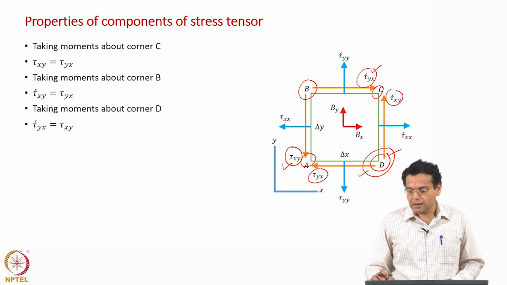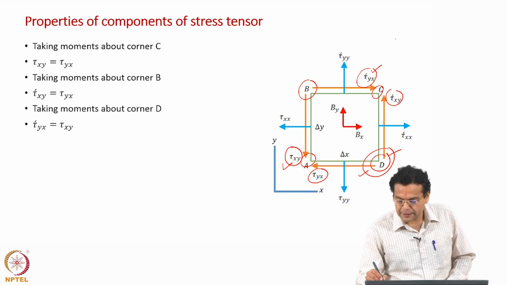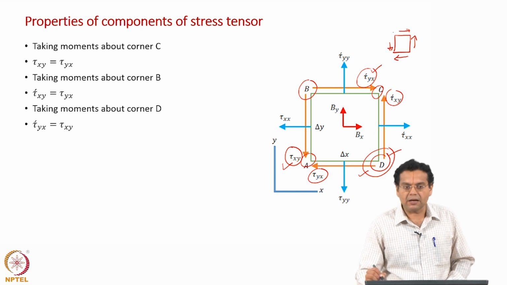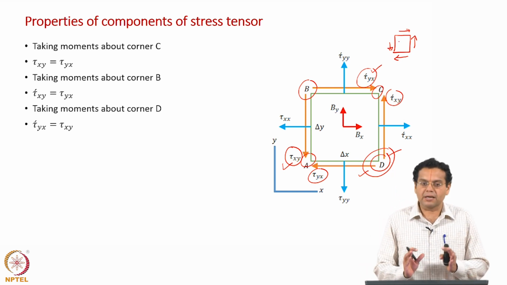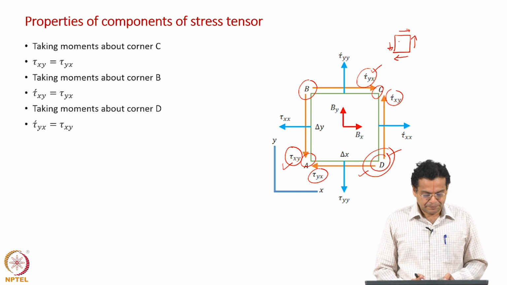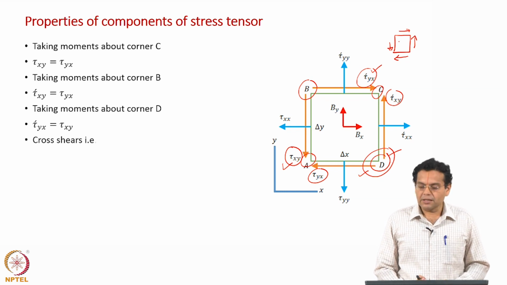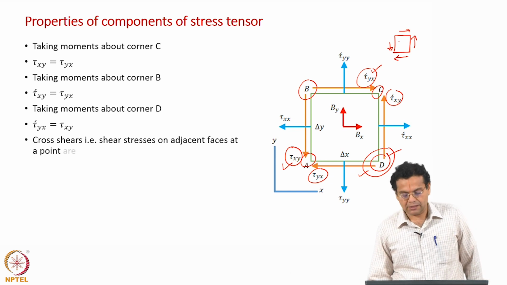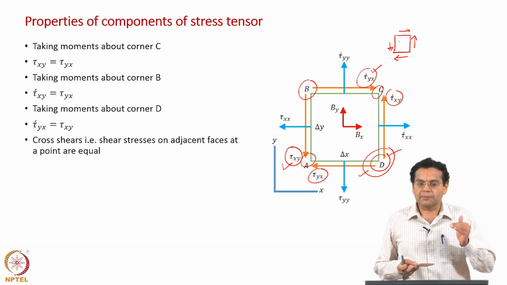We have shown that, though I have drawn to begin with different variables, all of them have the same values, all of them are tau x y, that is all. What is the conclusion? Cross shears, that is shear stresses acting on adjacent faces at a point, are equal.